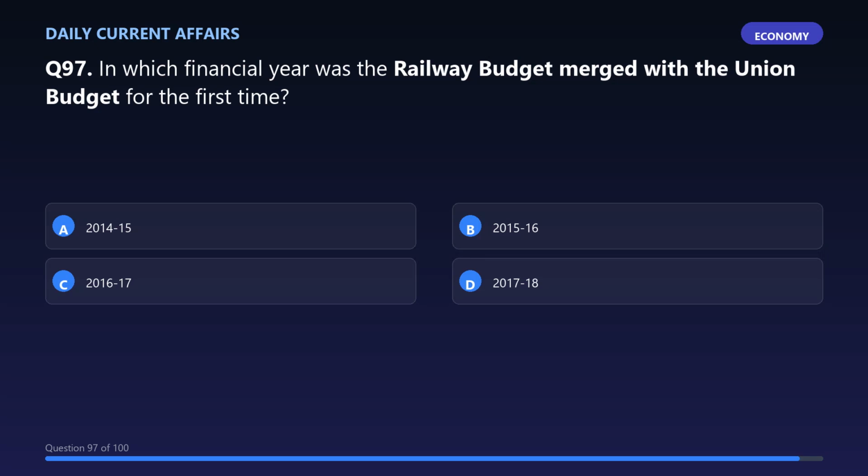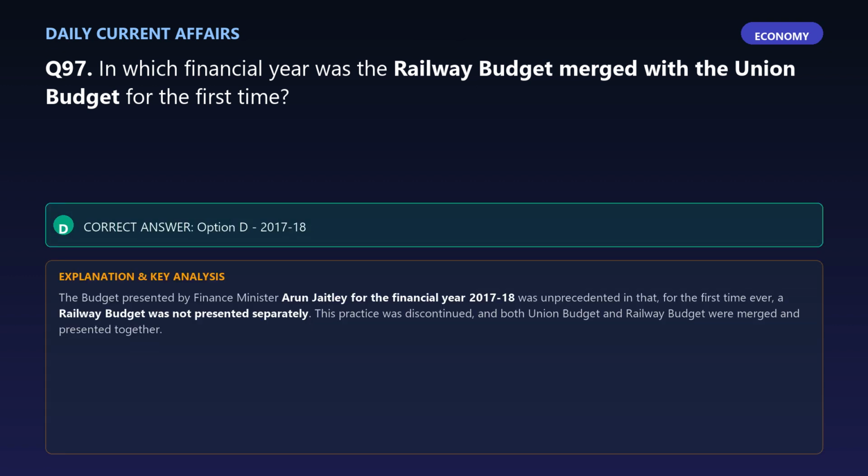Question 97. In which financial year was the railway budget merged with the Union Budget for the first time? The correct answer is option D, 2017-18. Explanation: The budget presented by Finance Minister Arun Jaitley for the financial year 2017-18 was unprecedented in that, for the first time ever, a railway budget was not presented separately. This practice was discontinued, and both Union Budget and Railway Budget were merged and presented together.